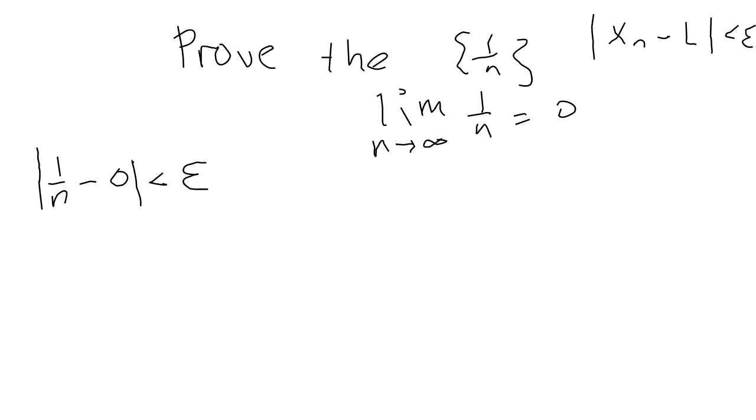Now, remember that the values for n are natural numbers. It's going to be 1, 2, 3, 4, and so forth. Let me do it slowly. 1 over n minus 0 is just 1 over n. This is the point I want to get to. We know that the values for n are natural numbers. So what does that tell us about 1 over n? It is always what?